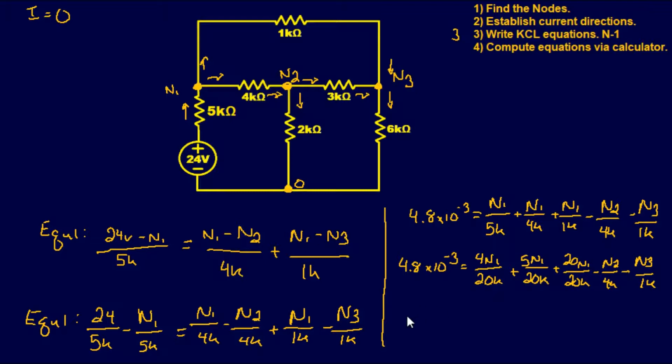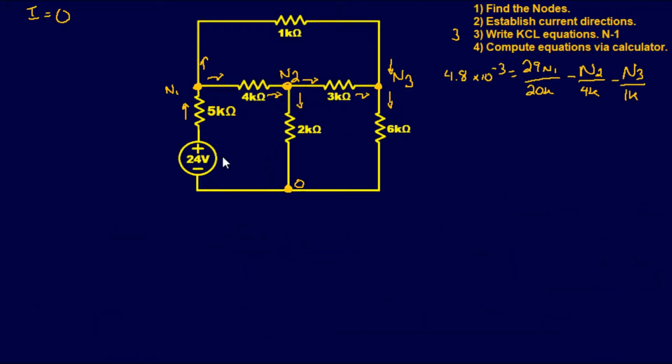So when you add all those together, it's going to give us an equation of, if my pen will write, 4.8 to the negative 3 equals, and 4 plus 5 is 9, plus 20 is 29, so 29 node 1 over 20k, minus node 2 over 4k, and then minus node 3 over 1k. So I'm going to write this up top, that way I can erase all this.